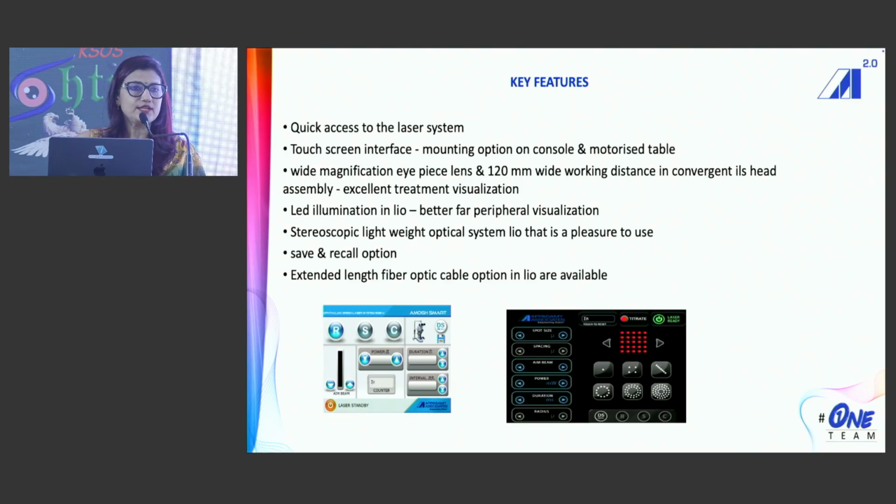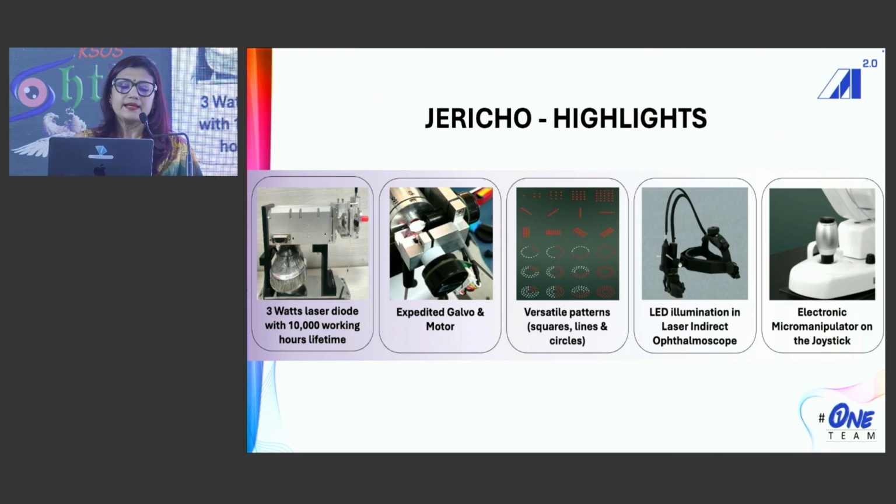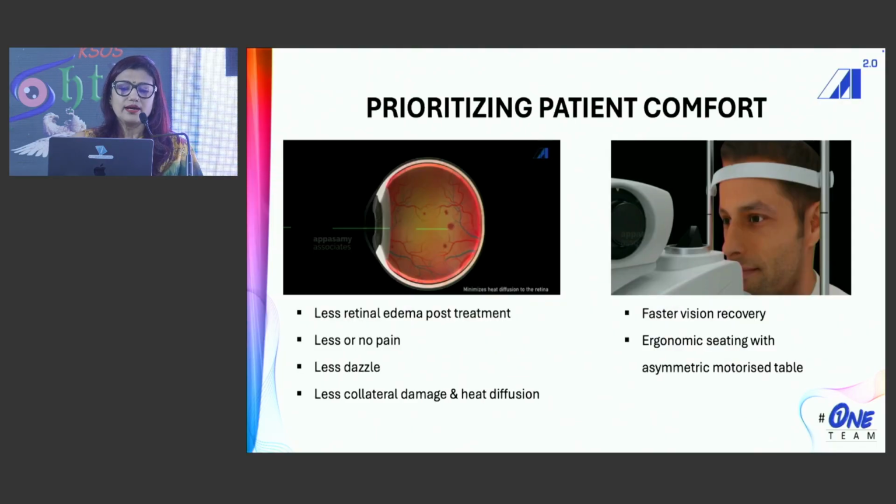The LED illumination in the LIO gives you very good peripheral visualization. There is a stereoscopic lightweight optical system in the LIO that is very good to use, and there is also a save and recall option for all your settings. The highlights of the Jericho, like I said earlier, are the versatile patterns, and the LED illumination in the LIO. Patient comfort is prioritized in this system because of less retinal edema, so there will be less pain, less dazzle and faster vision recovery.